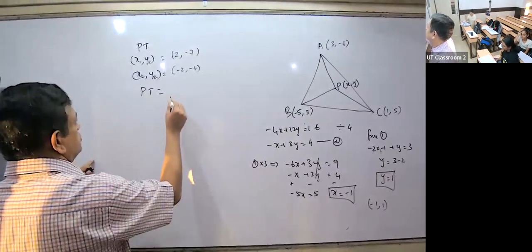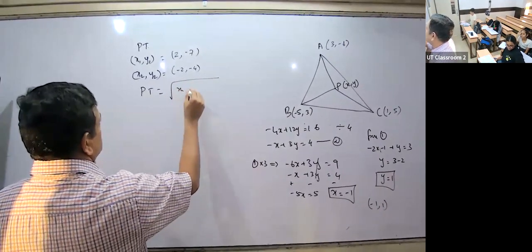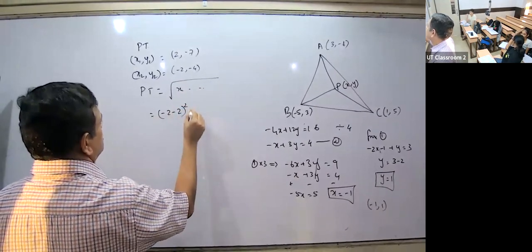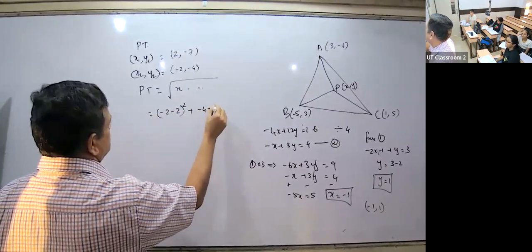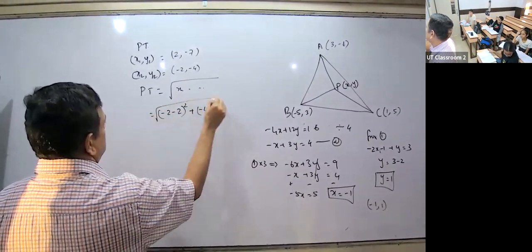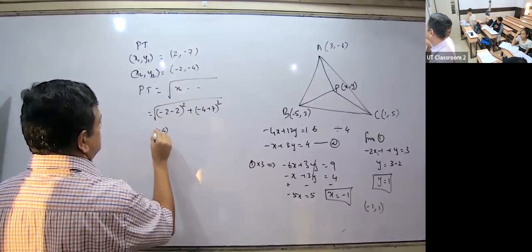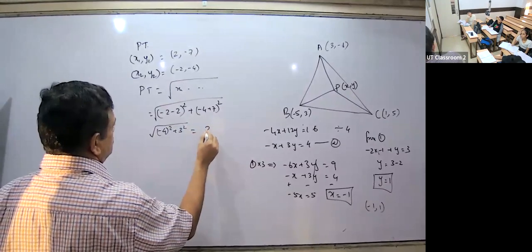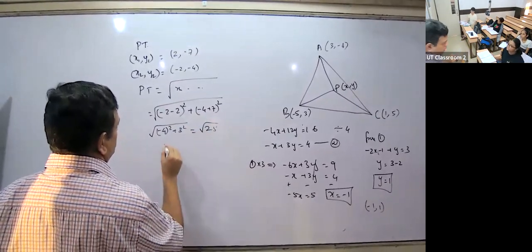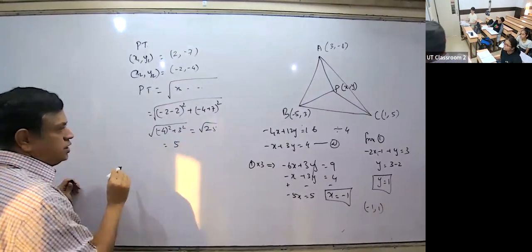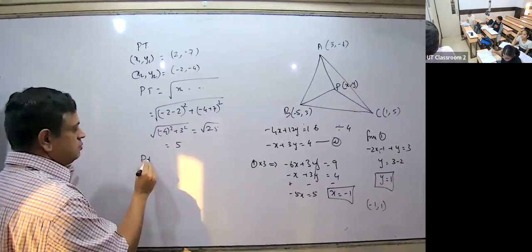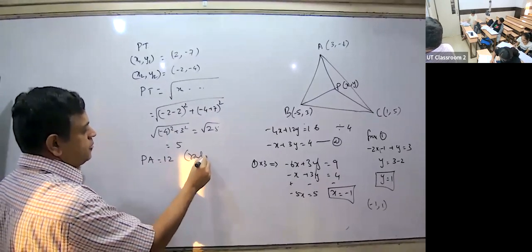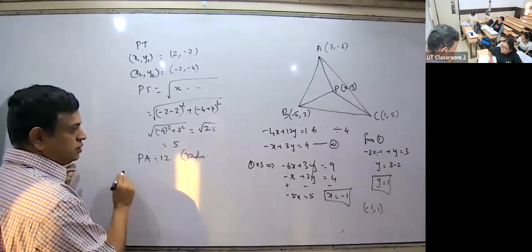Root of the formula: (x2 minus x1) whole square plus (y2 minus y1) whole square, that is minus 2 minus 2 whole square plus minus 4 plus 7 whole square. Sixteen plus 9, 25. PT is equal to 5. Then what is BA? Radius is given now. BA is equal to 30. Reason: radius.